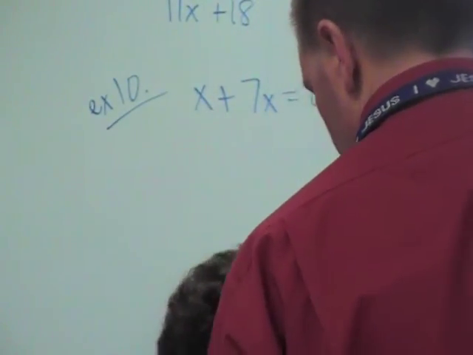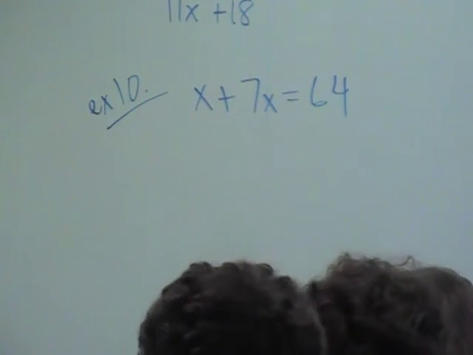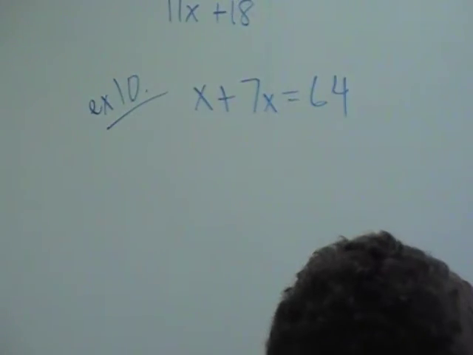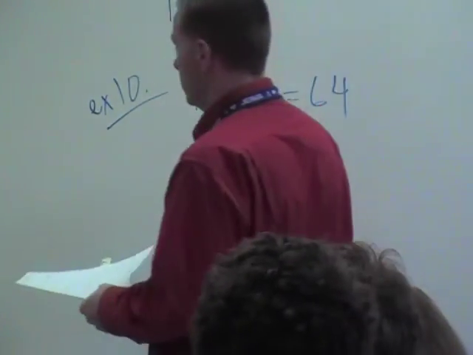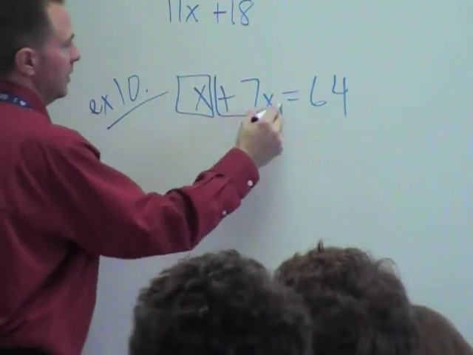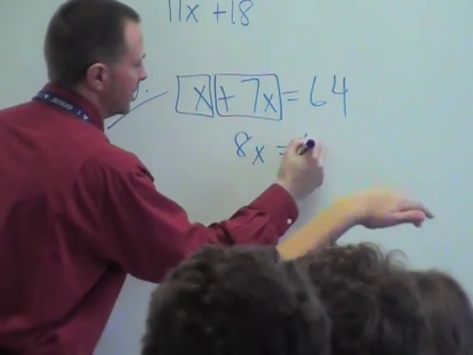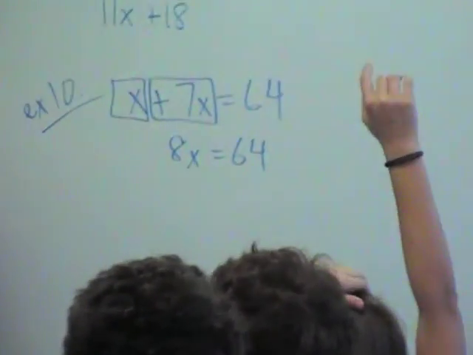Now solve it. Well, let's go back to chapter 2. I'm going to do this one. So this is 1x and 7x. 1 plus 7 is 8x. Everybody got this from what I can tell. Now we solve it, going back to chapter 2.